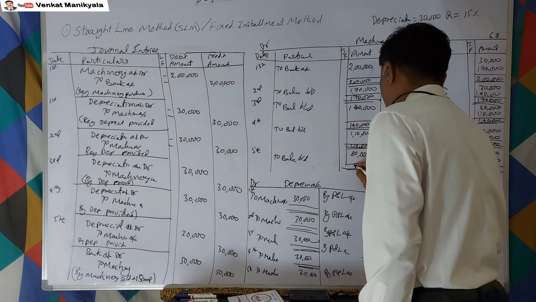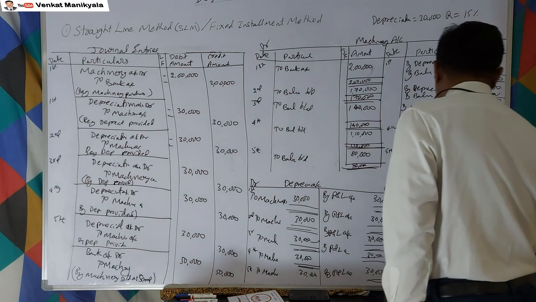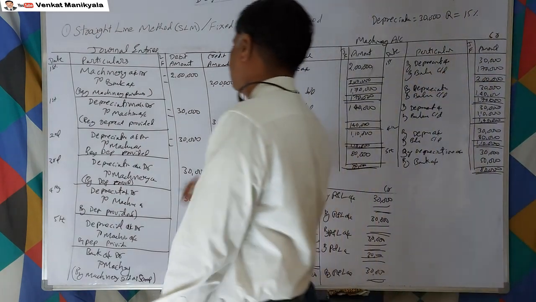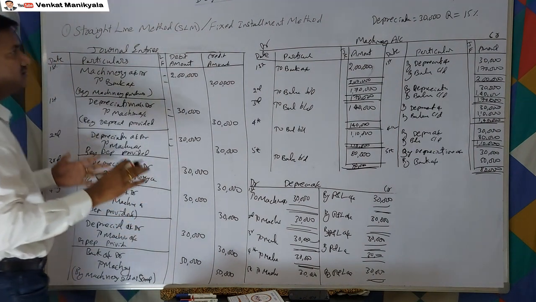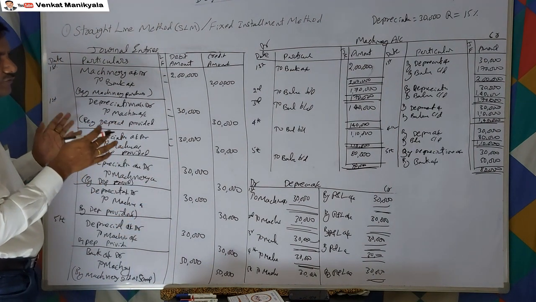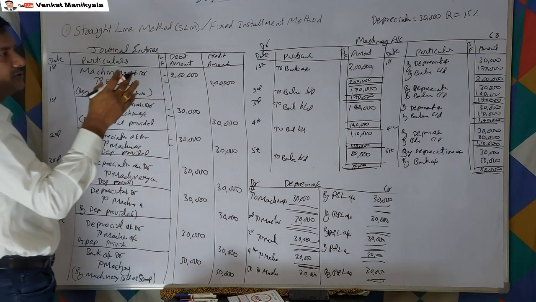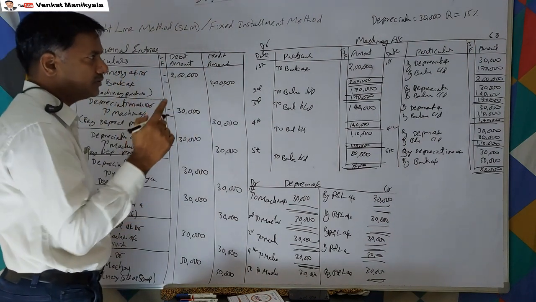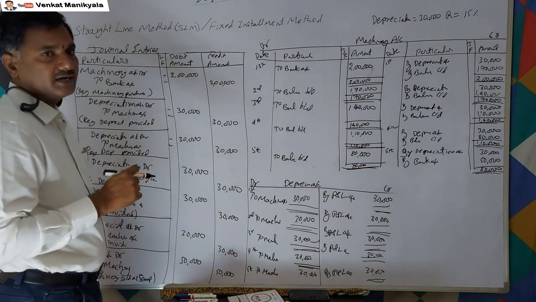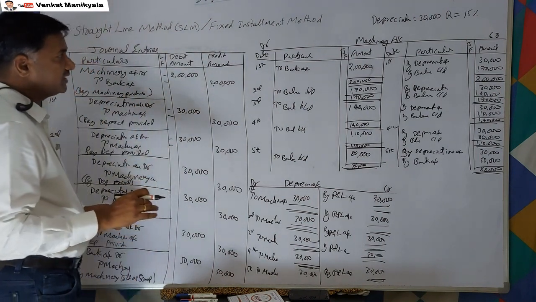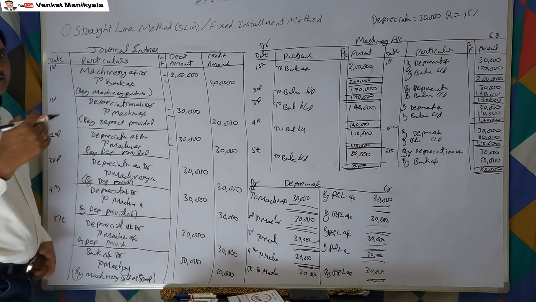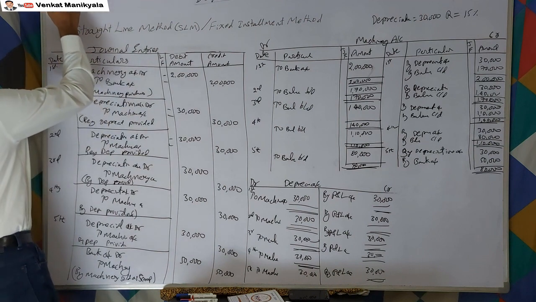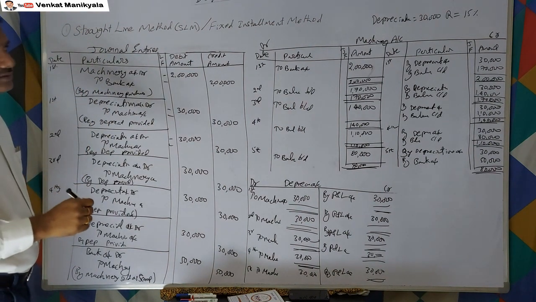So this is 80,000. This is 80,000. That means there is no balance in the machinery account, right? This is the way of writing journal entries and preparation of ledger accounts. In the examination, you are supposed to prepare only these two accounts, right? Machinery account and depreciation account. Not required to maintain the cash account, or any other accounts that come into the journal entries, right? So this is one method of doing, right?